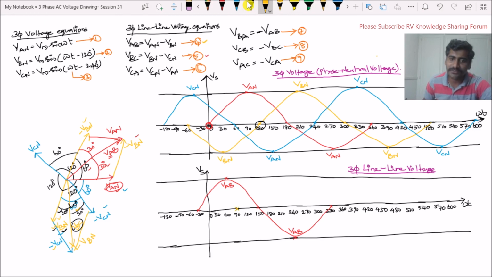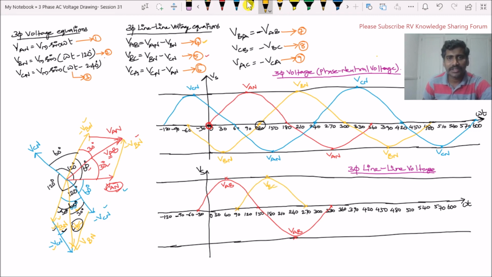At an angle of 90 degrees, our VBC starts. From here we have to leave 90 degrees in order to have the positive peak value of the line voltage VBC. So that becomes 180 degrees, 90 plus 90. From 180 we have to leave another 90 degrees in order to complete its positive half cycle. So 180 plus 90 becomes 270. It starts at 90 degrees and completes at 270 degrees. So this is our positive half cycle of the line voltage VBC.